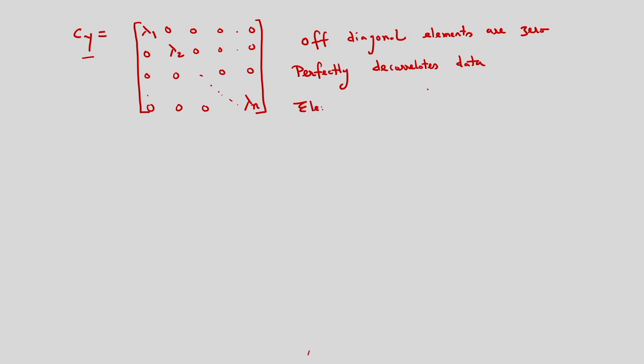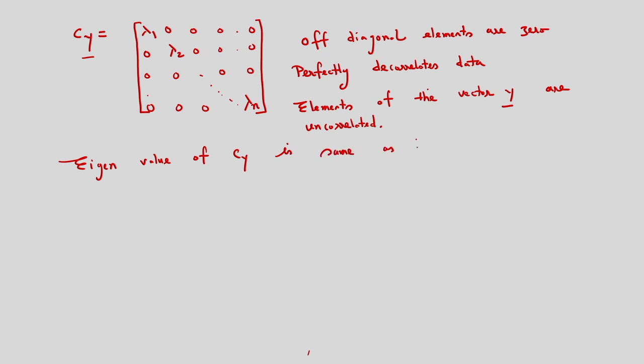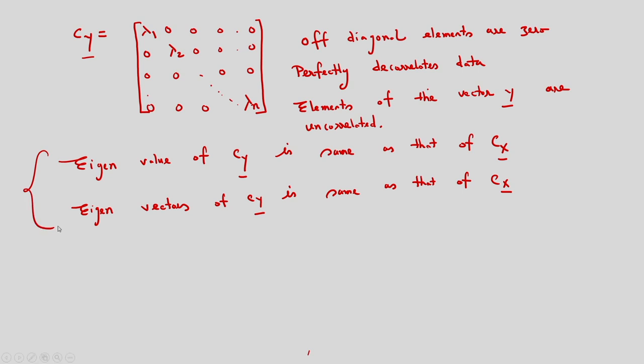So I can write the elements of the vector y are uncorrelated. So that is the meaning of this covariance matrix. And one thing is that the eigenvalues of Cy are the same as those of Cx. So I can write the eigenvalues of the covariance matrix Cy are the same as those of Cx. That is also one property. Similarly, another is that the eigenvectors of Cy are the same as those of Cx. So these are properties.